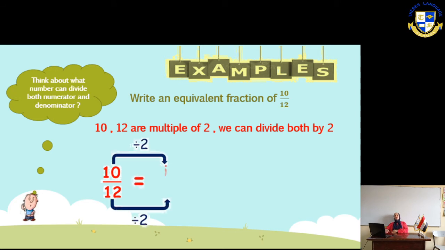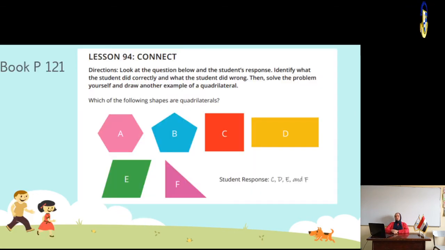Now in the next page, go to page 121. Look at the question below and the student response. Identify what the student did correctly and what the student did wrong. Then solve the problem yourself and draw another example of a quadrilateral. Which of the following shapes are quadrilaterals? The student's response was C, D, E, and F.